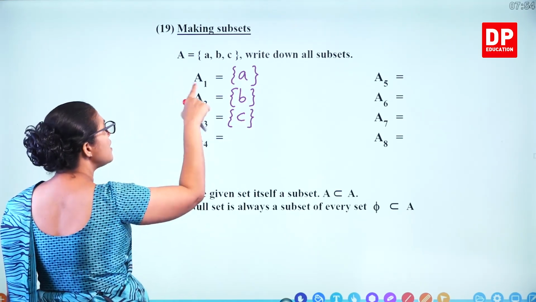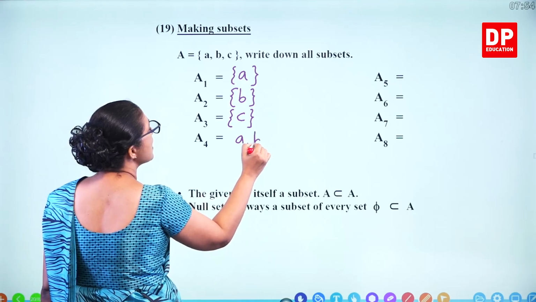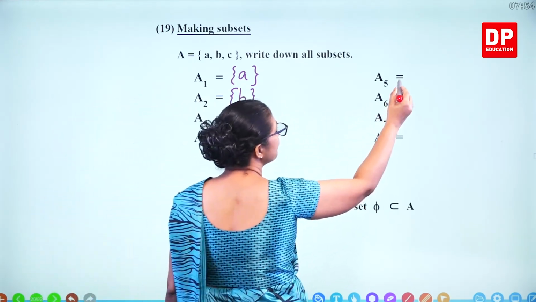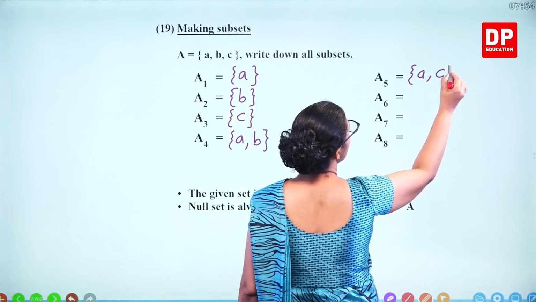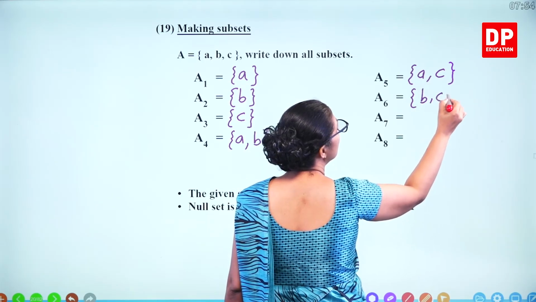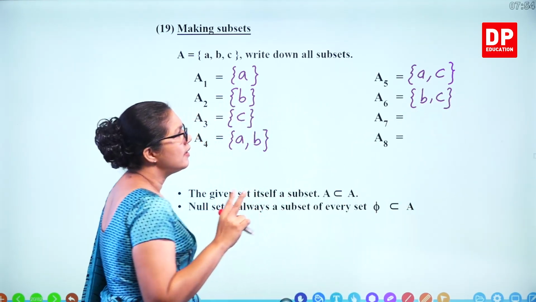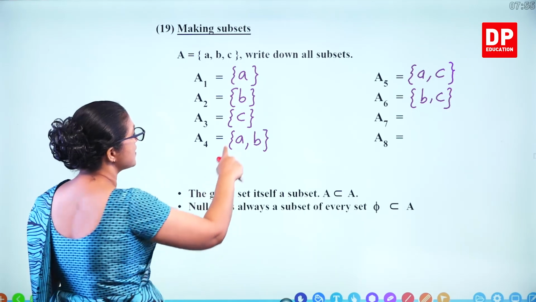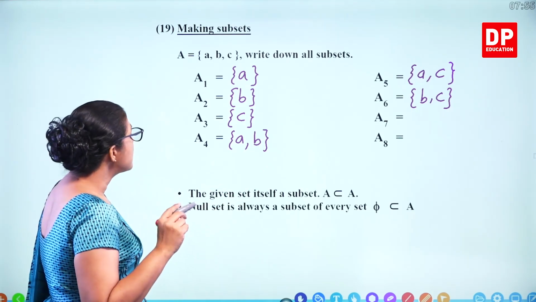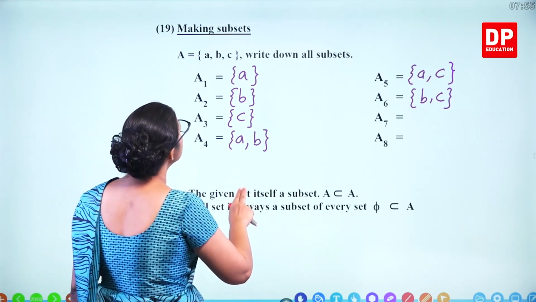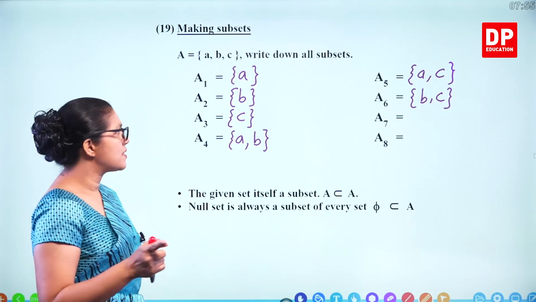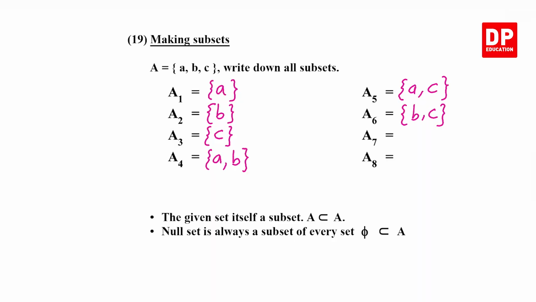And you can take any two: A, B, or A, C, and B, C. All elements pairwise: AB, AC, BC. And also the same set is also a subset. So the given set itself is a subset. So you can write ABC as well.